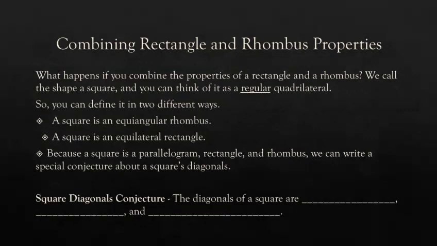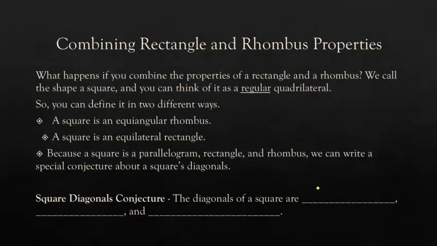And a square could also be an equilateral rectangle. A rectangle is going to have equal angles. So then if they also had equal lateral or equal sides, it would be a square. So a square is both a parallelogram, a rectangle, and a rhombus. So we can write a special conjecture about a square that combines all of these properties.